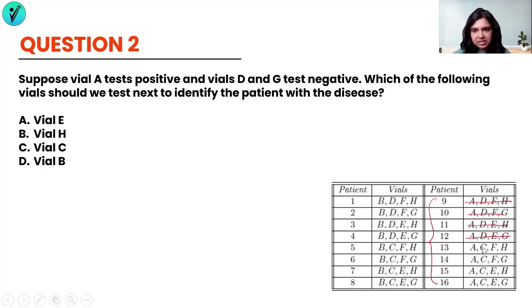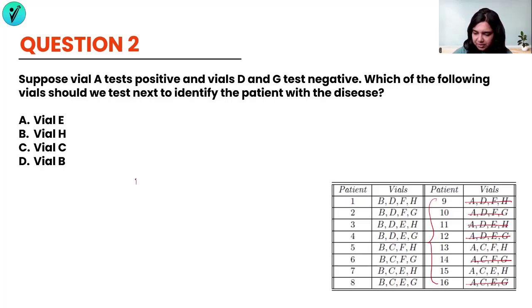Now from the rest of them, D and G. So I need a G. These have C, so they cannot have a D clearly. Let's look at G's and cancel out the G's. So G is gone here, G is gone here. Now, which of the following vials should we test next to identify the patient with the disease? Now, let's write down the patients that are remaining and their vials as well.